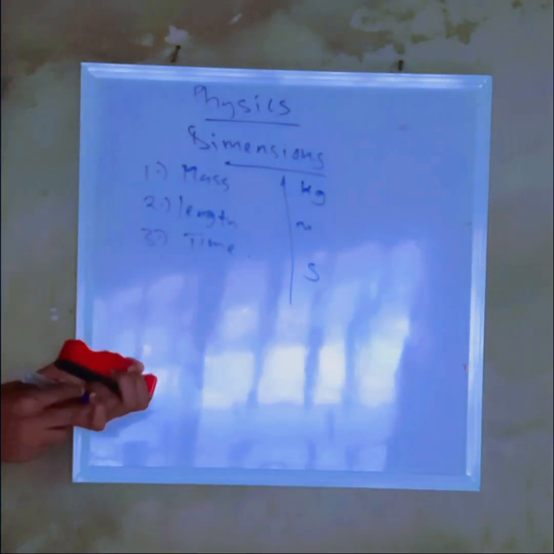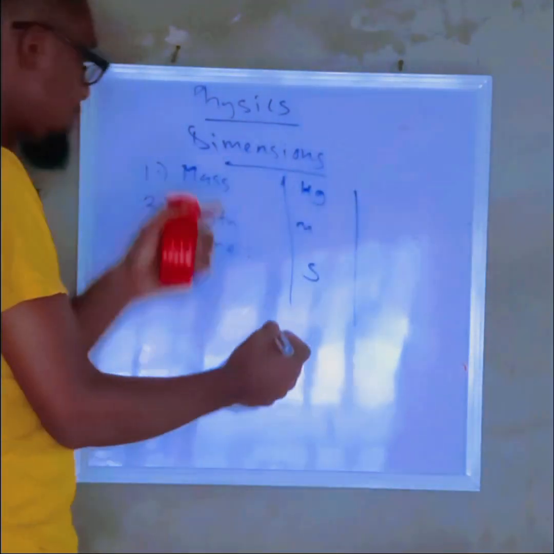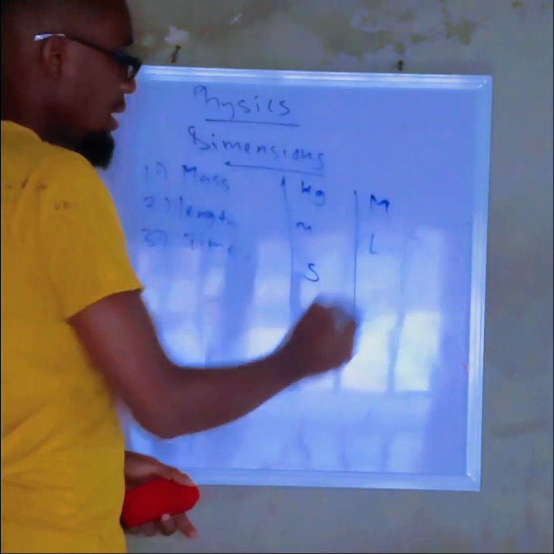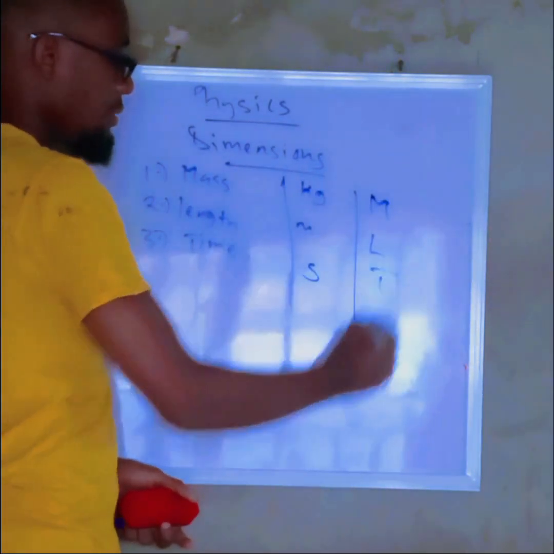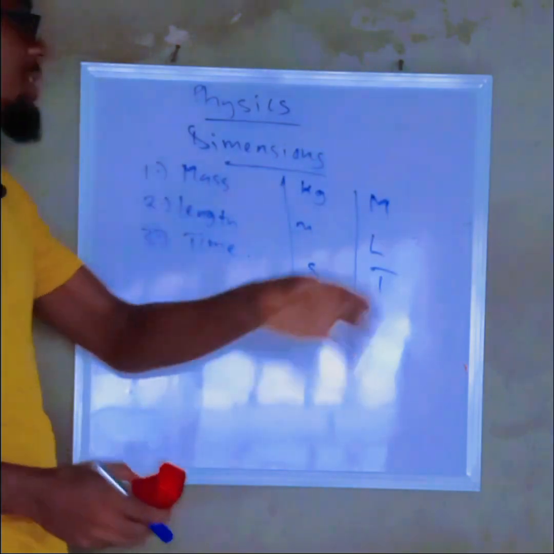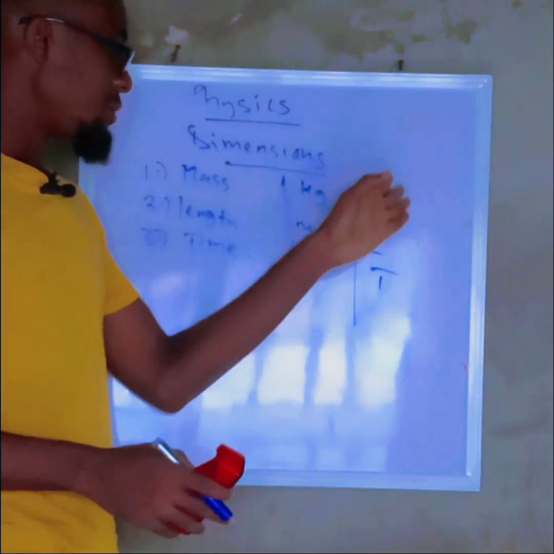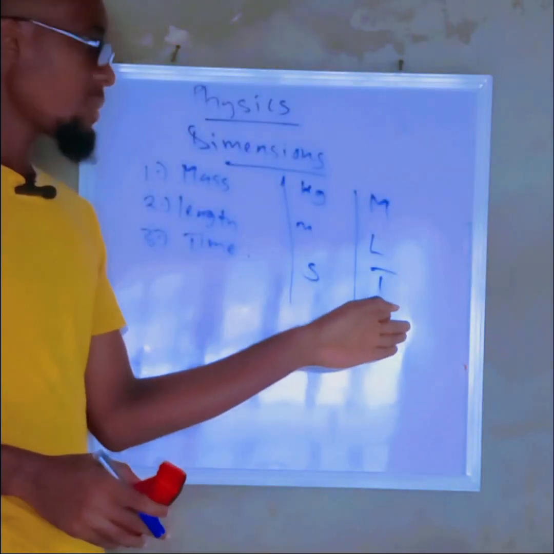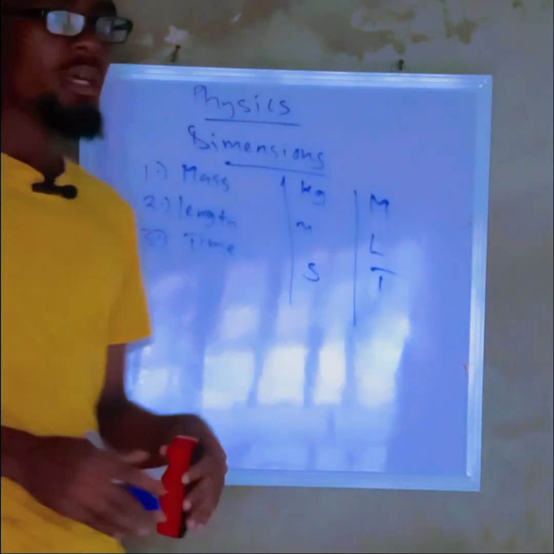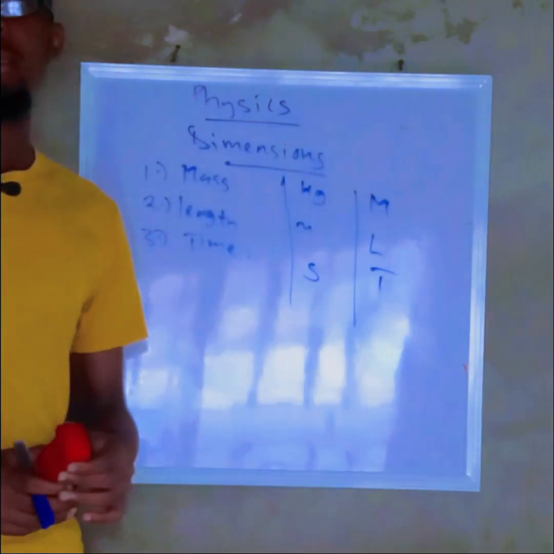But when we want to describe this in terms of dimensions, the symbol used for mass is capital M. The symbol used for length is capital L. And the symbol used for time is capital T. When you are describing the dimension of a particular quantity, we are describing that quantity in terms of these three symbols here. M represents the mass, L represents the length, T represents the time. Now, each quantity is directly or indirectly linked with mass, length, and time, one way or another.